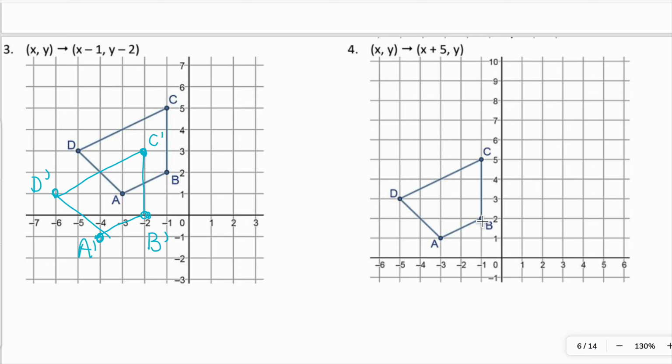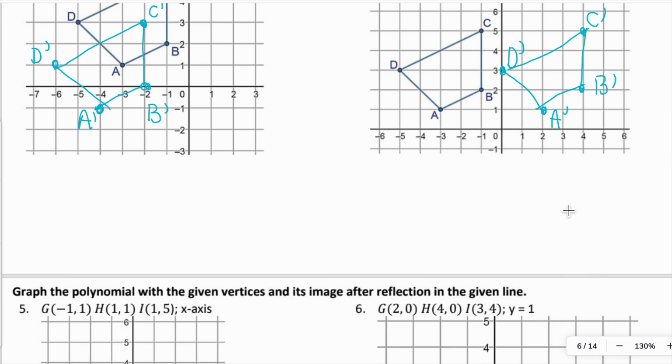And then 4, we're just moving to the right 5. So B will be at 1, 2, 3, 4, 5. C is going to be 5 as well. C prime, D, we're going to be right on the y-axis. And then A would be at positive 2. So that one I just added 5 to all my x values. Okay, your lines probably look a lot better than mine anyways.